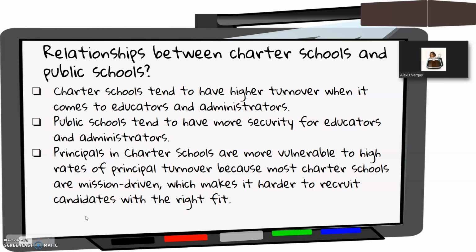So what are some relationships between charter schools and public schools? Charter schools tend to have higher turnover when it comes to educators and administrators. Public schools tend to have more security for educators and administrators, and principals in charter schools are more vulnerable to high rates of principal turnover because most charter schools are mission-driven, which makes it harder to recruit candidates with the right fit.